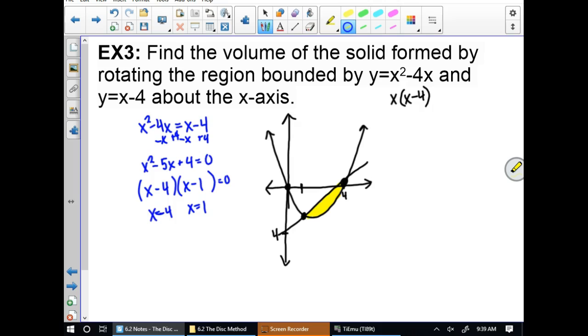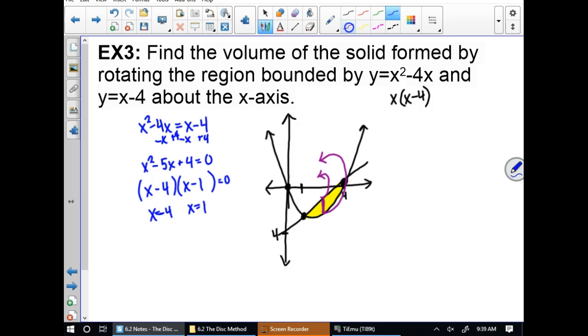So this one's a little bit different because it's below the x-axis instead of above. So be careful when you do this, because everything so far it's kind of been top minus bottom, but now you're thinking inside radius and outside radius. So we're thinking of taking a little section right here, and we're going to rotate that around the x-axis. So the outside radius, which equation is the outside radius? The quadratic or the line? The quadratic, good. So the quadratic is our outside, the line is our inside here.